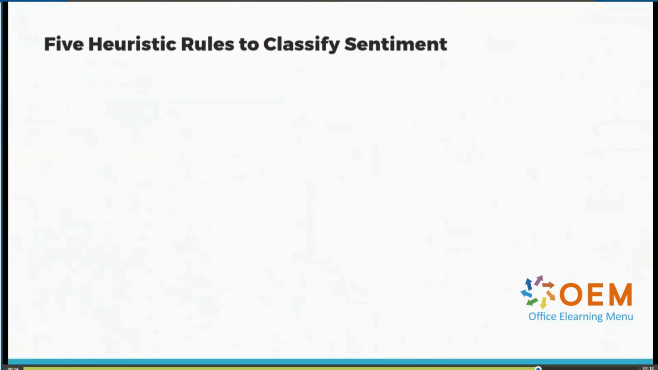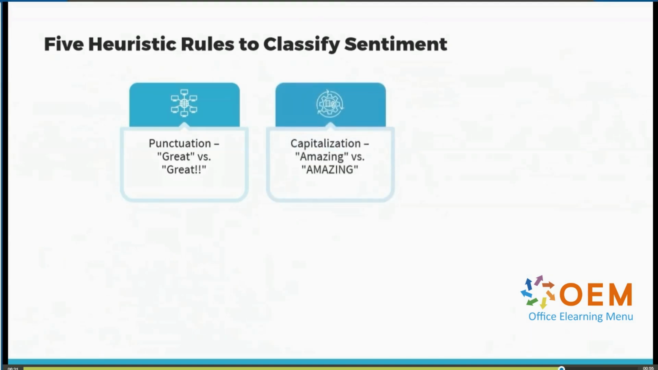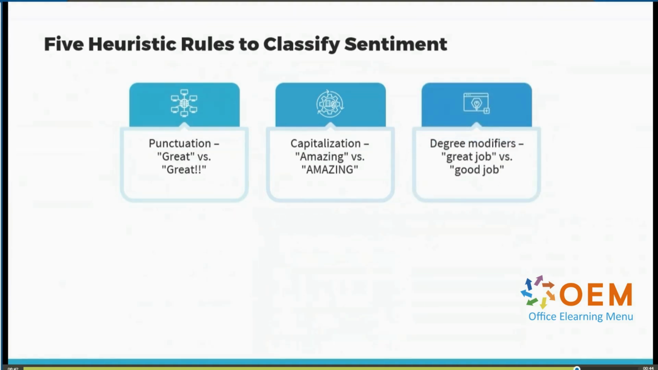VADER sentiment analysis considers 5 heuristics to consider contextual elements like punctuation, capitalization, and modifiers, which also impart emotion. The first is punctuation. Great without the exclamation is less positive than great with the exclamation mark. The second heuristic has to do with capitalization. The word amazing in capital letters will get a higher sentiment score than amazing without the capitalization. The third heuristic has to do with degree modifiers. Great job is definitely more positive versus good job. And VADER will assess the sentiment score accordingly based on the modifier.